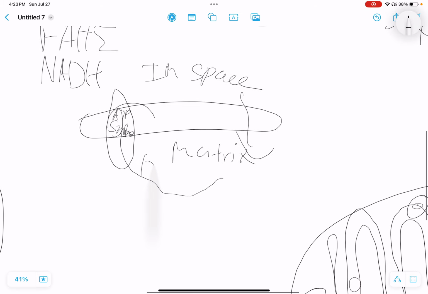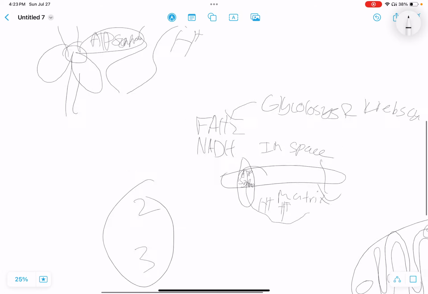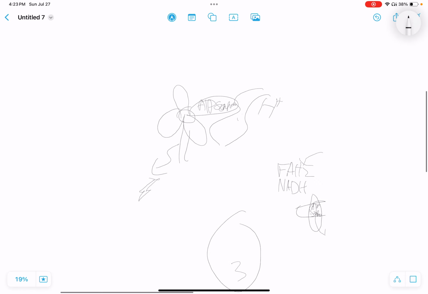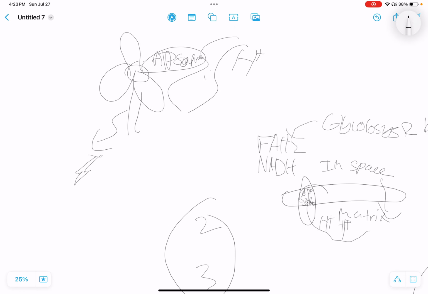All right, we've got hydrogen ions. This forms a gradient, by the way. Just remember that word. So ATP synthase then harvests that and produces electricity, or in this case, ATP, which is the electricity for your body.